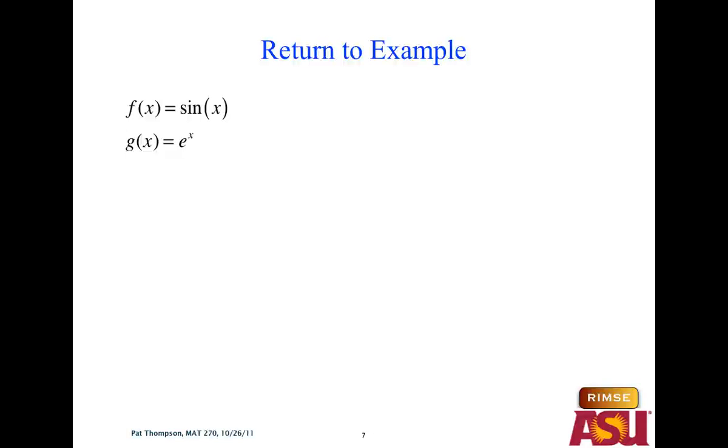Okay, so back to our original example. What if h is the quotient of sine and e to the x? What is the rate of change of h? See if you can do it. So you're going to apply that rule: low d high minus high d low over low squared, or draw the line and square below.